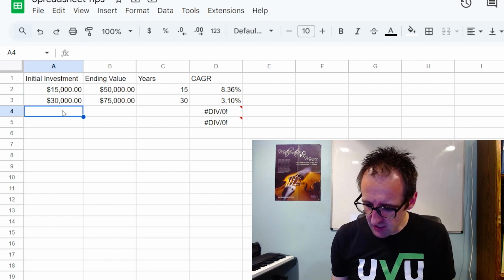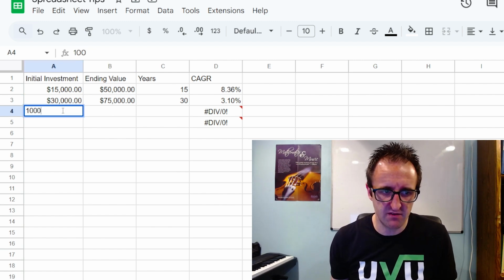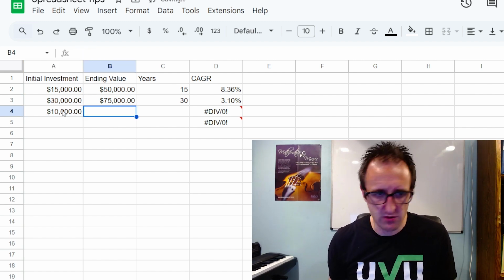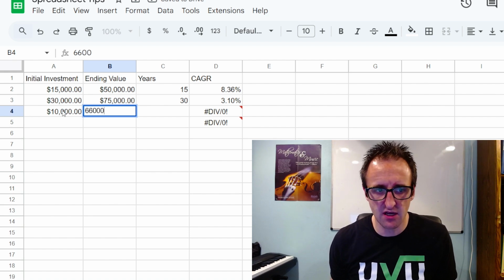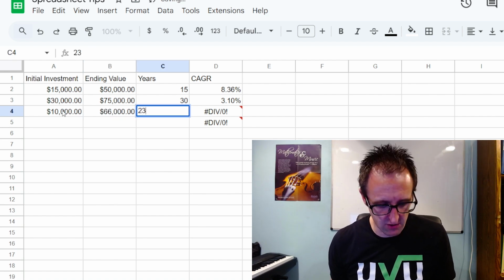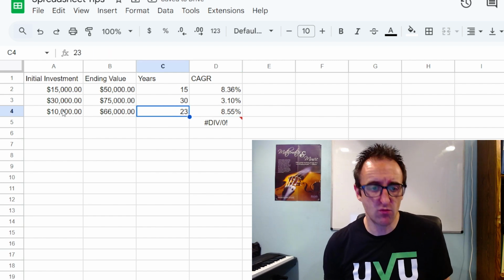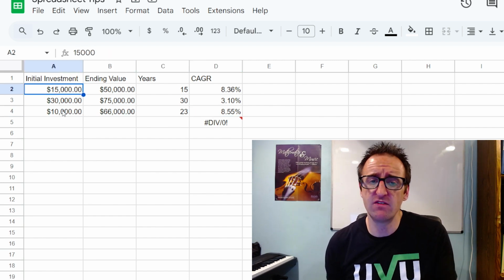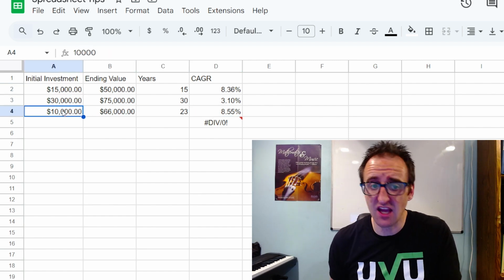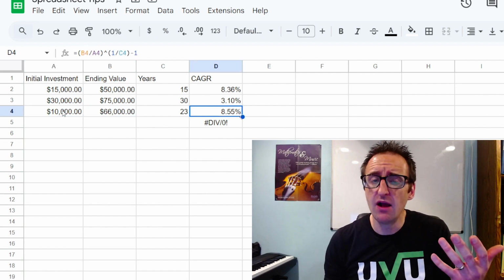And so if you were planning on where to put your money, you'd want to put it in the first account. Similarly, let's do another one where we have maybe an initial investment of $10,000. It produces $66,000 after 23 years. That's an 8.55% account. And so that one, we would have been better off investing our $15,000 into this account instead because it gets a better annual growth rate.